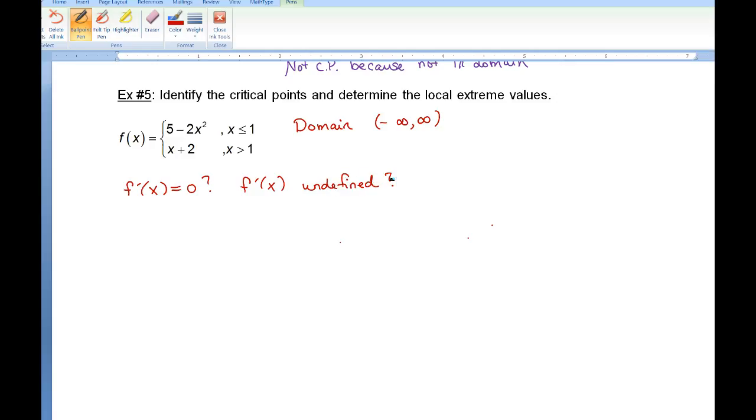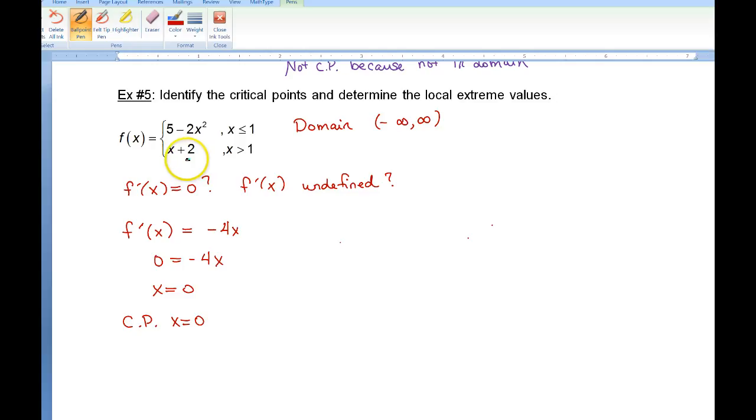Okay, so first we'll look at where it is equal to 0. Now since I have two portions here, let's look at the first part. The derivative of it, we get a negative 4x. So if we set that equal to 0, we get x equals 0, and that actually is in that part of the domain. So we have a critical point at x equals 0.